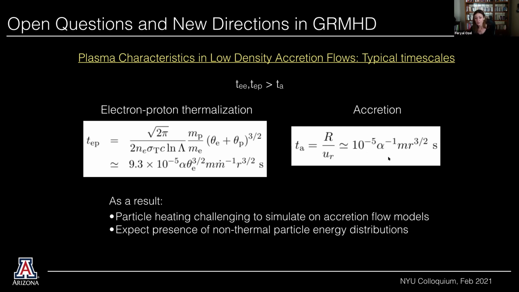So the mean free paths are basically larger than the size of the accretion flow. So you can't rely on typical thermodynamic kinetic arguments to say, oh, I have a thermal plasma and the equipartition of energy, et cetera. What that does is that it makes particle heating challenging to understand from first principles on this type of accretion flow. And it most likely implies, because thermalization time scale is long, the presence of non-thermal particle energy distributions.